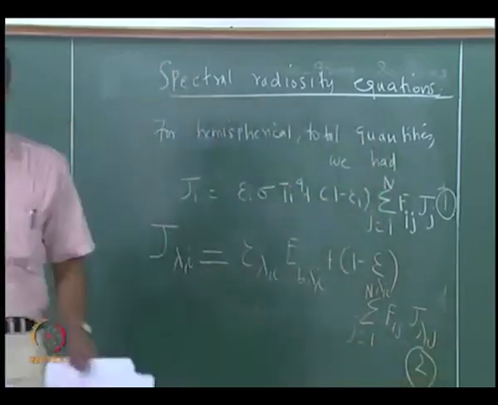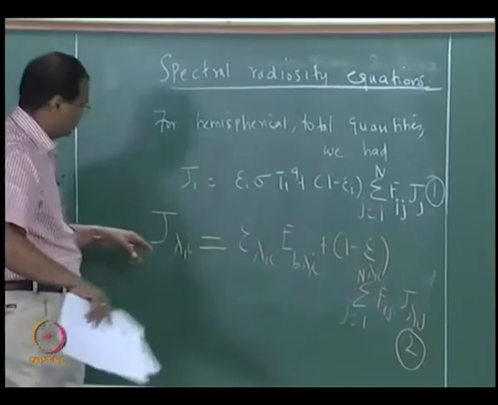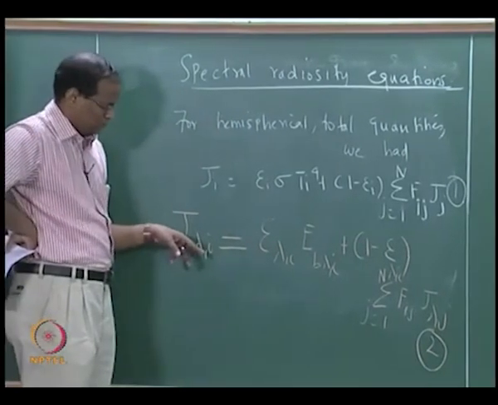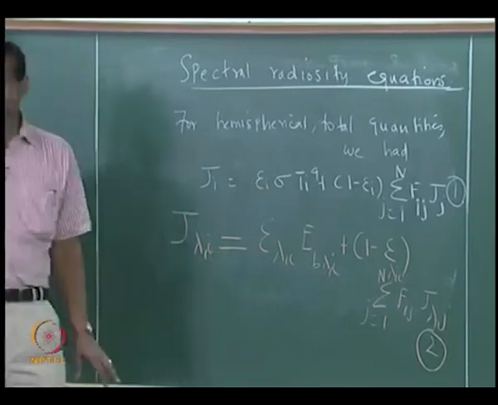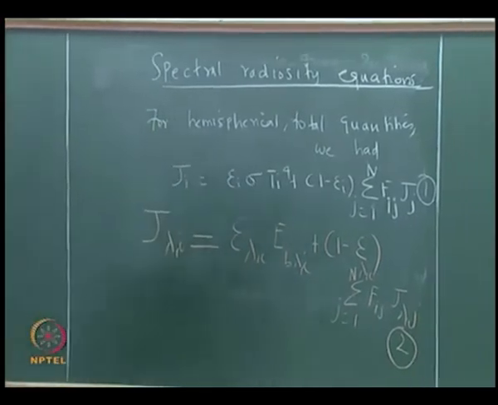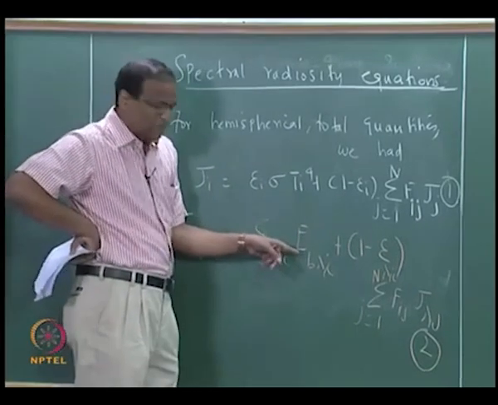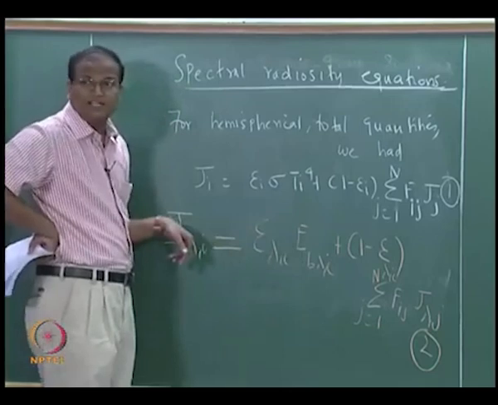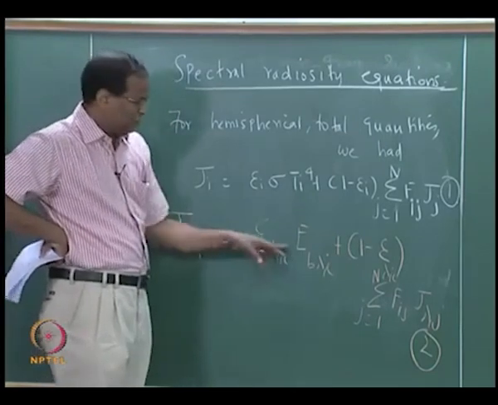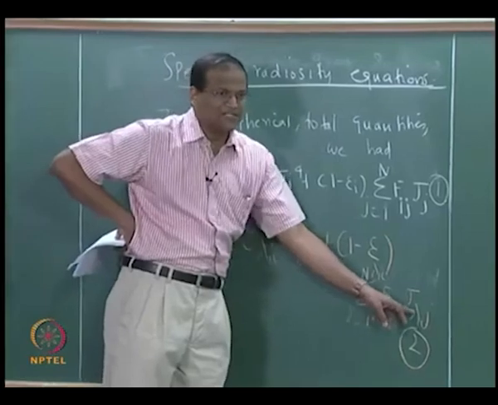Please see whether it is all right. If you do not like this notation, no, it is fine, the notation is good. So the J lambda i is epsilon lambda E b lambda i. I can't put sigma T to the power of 4 because this is J lambda, this is not J from 0 to infinity. So I have to put epsilon lambda this plus 1 minus epsilon, view factor is the same, and J lambda of j.